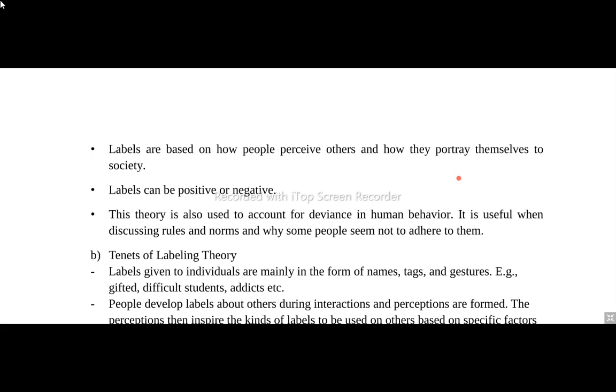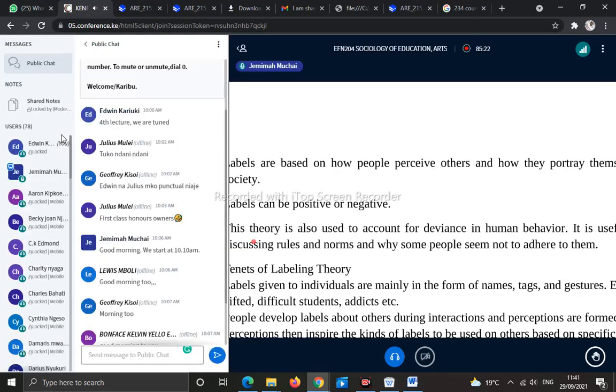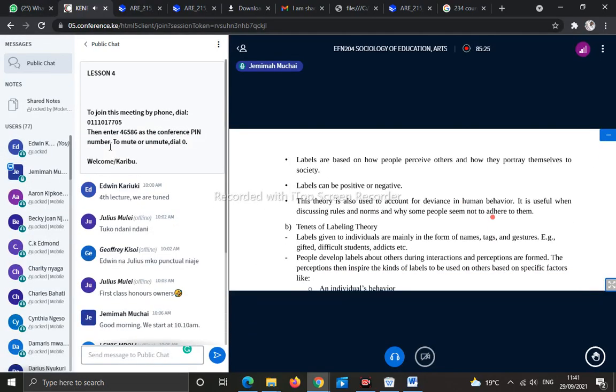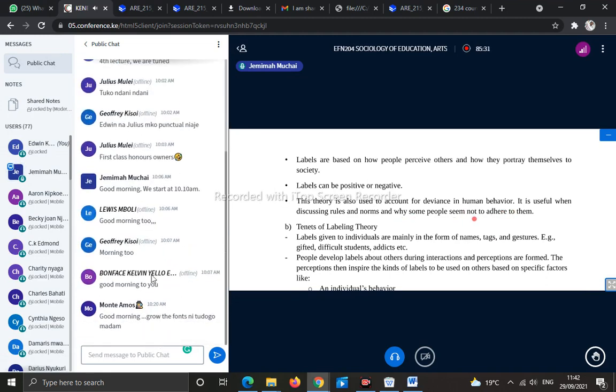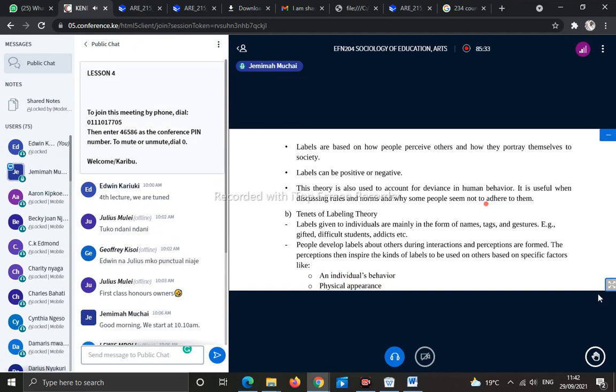For example, maybe you give me a label. I was in class with you the first week. So you saw me the first week and you declared me a label, because maybe of how I portrayed myself to you. Labels can be positive or negative. This theory is also used to account for defiance in human behavior. It is useful when discussing rules and norms and why some people seem not to adhere to them.